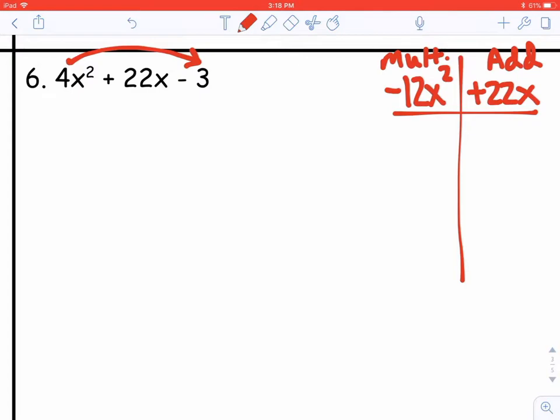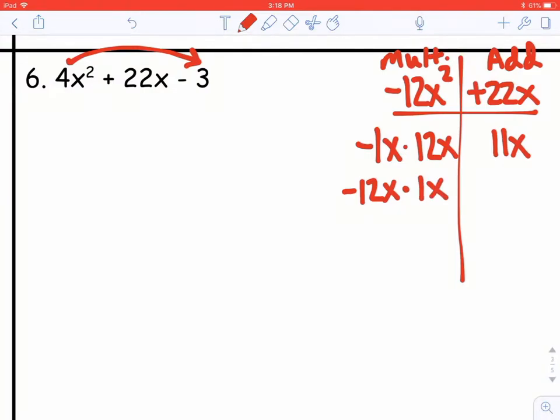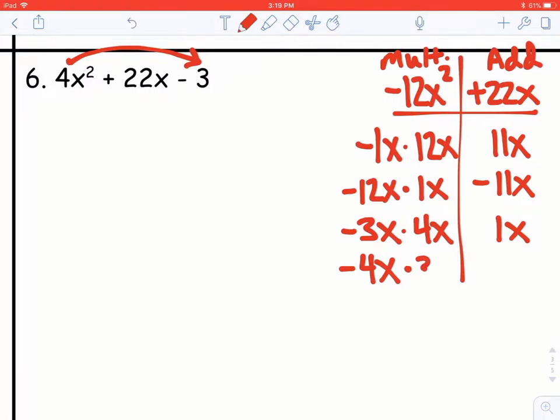So let's start listing our options. So we have negative 1x times 12x. So that would add up to be 11x. And then let's switch those around and see if that works. So negative 12x times 1x would add up to be negative 11x. Still not enough. And then negative 12x squared could come from negative 3x times 4x. And those would add up to give us 1x. So that doesn't work. And if we switch the signs, we have negative 4x times 3x. And that would add up to be negative 1x, which is not helping.